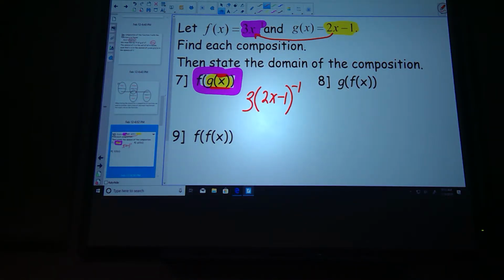Let me stop there for a second. Take a look at what I just did. What did I replace on the first problem? I replaced x. What did I put in for x? 2x minus 1. Does that 2x minus 1 become raised to an exponent? Yes. What exponent is that? Negative 1. So what does the 2x minus 1 want to do? Go on the bottom. Good.